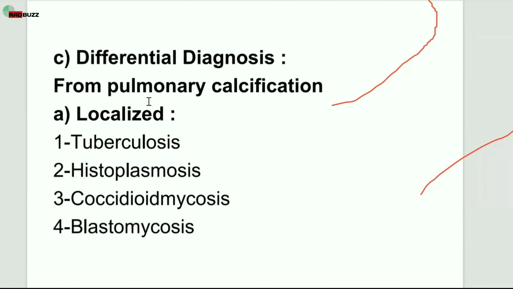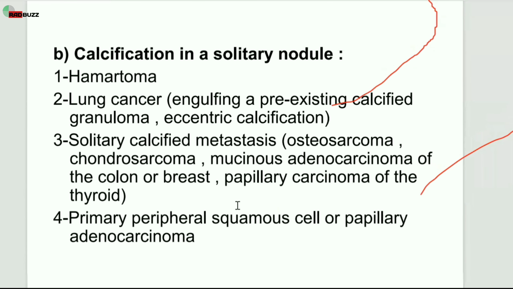So from pulmonary calcification, the differential diagnosis can change. If it is localized, it can be tuberculosis. Other differentials are histoplasmosis, coccidioidomycosis, and blastomycosis. These three are fungal infections whenever there is a localized pulmonary calcification. If there is a single nodule present and we have calcification in it, that can be hamartoma, lung cancer, very less likely, a granuloma with eccentric calcification, or calcified metastases.